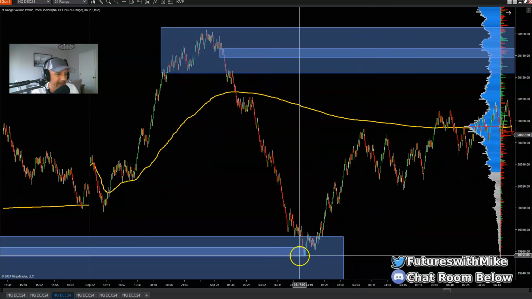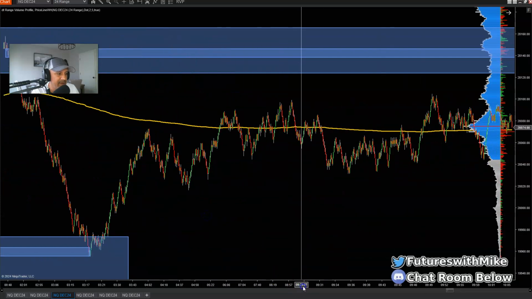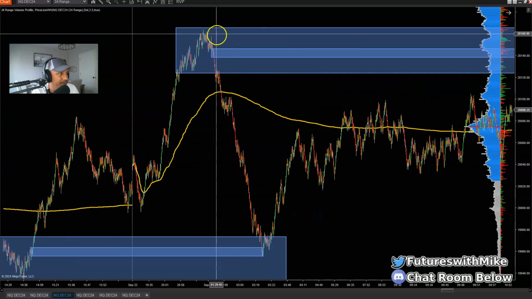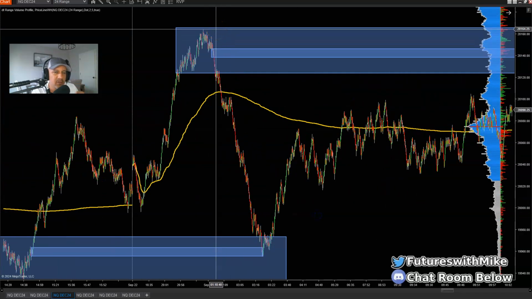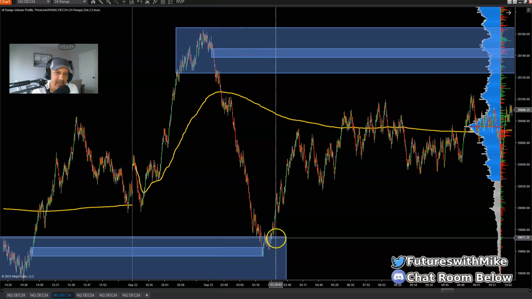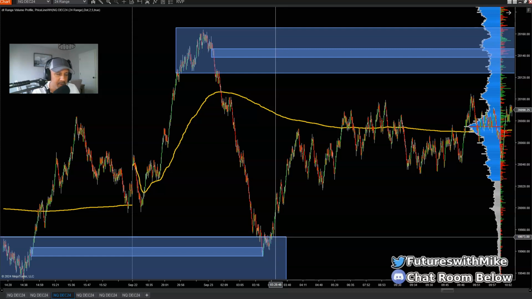So the market reacted right here at the swipe of liquidity at 19,955, and it goes all the way up to, check out this high right here, 20,165. That's a big move to the upside. Picking up 20 points on a move like that or more would definitely earn you that $100 a day scalp to build your $500 small account.